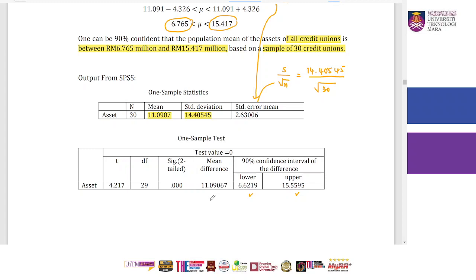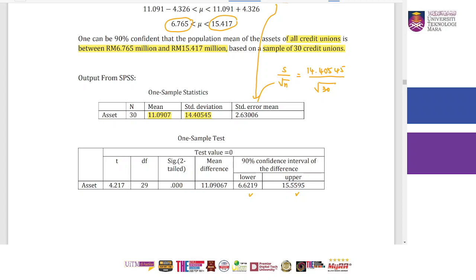Okay, so kalau saya nakkan yang 90%, so 90% maknanya it will be 0.05. So 0.05, and I want it to be 29 degrees of freedom, so 1.699. Okay, so you can try kira ya. So 1.699. Saya try kira dulu.